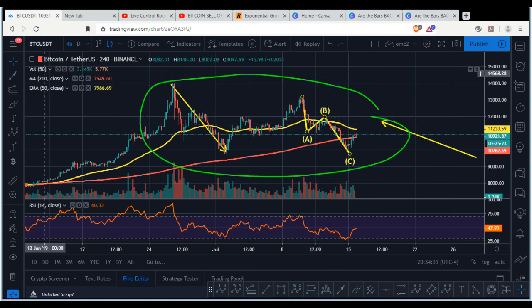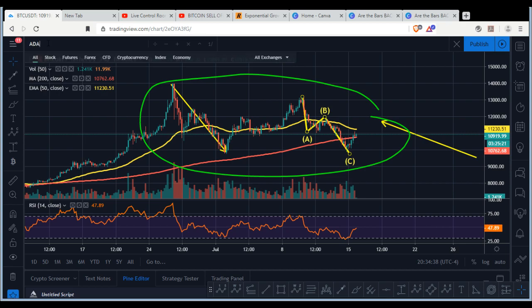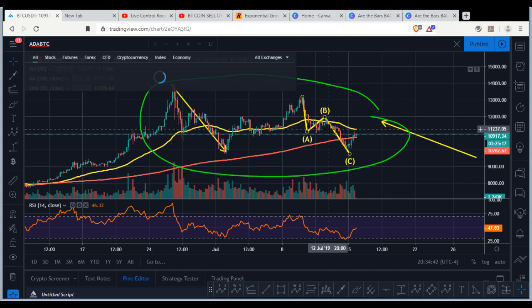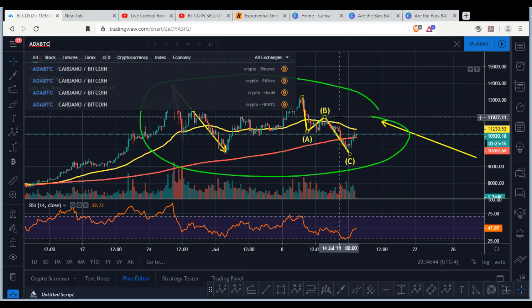Haven't done ADA. ADA was looking good now. So we're gonna come back to BTC, guys.